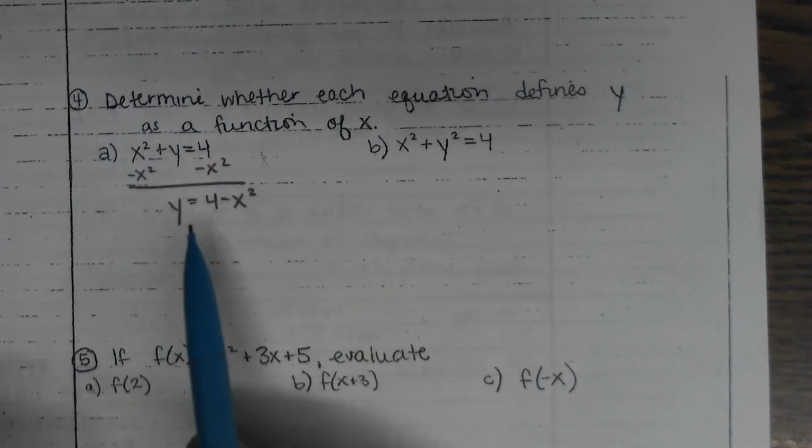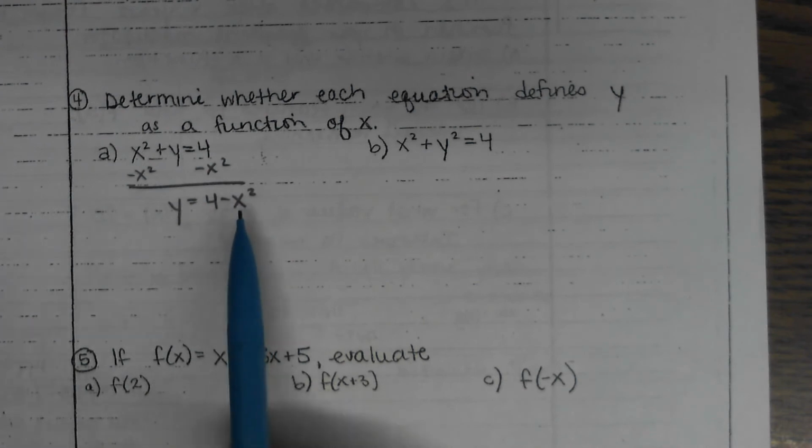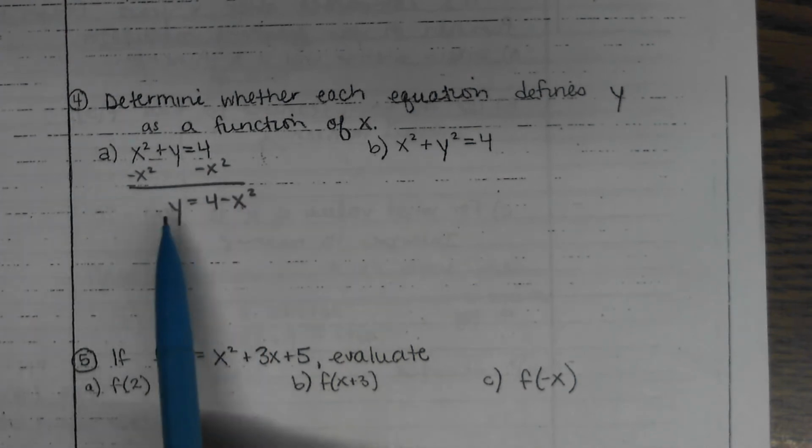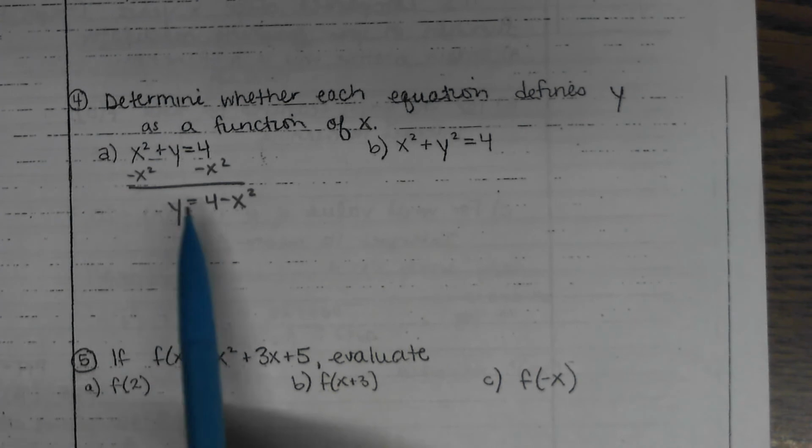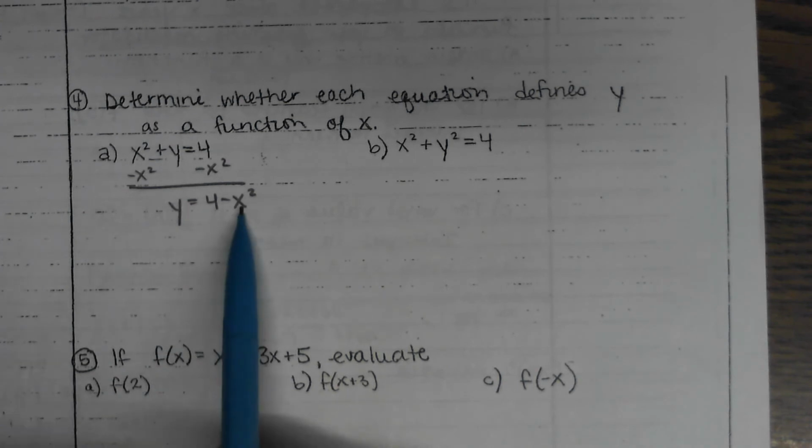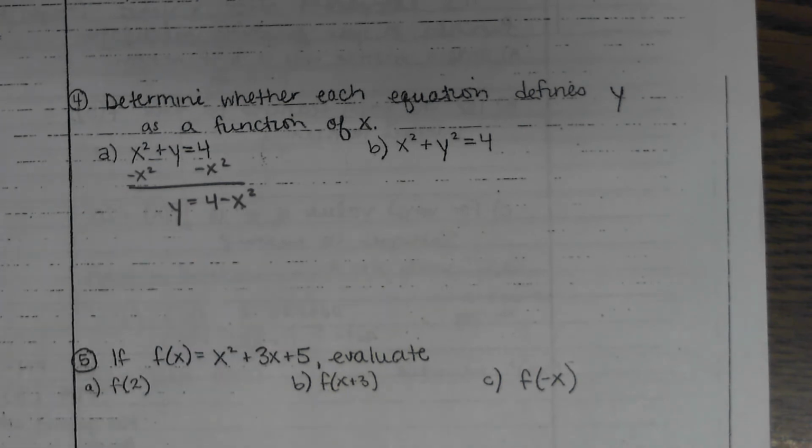And there's only one output for every input. So no matter, if I put an x in there, let's say 1, 4 minus 1 squared is going to give me a single and only one answer of 3. So an input of an x gives me one and only one y output.